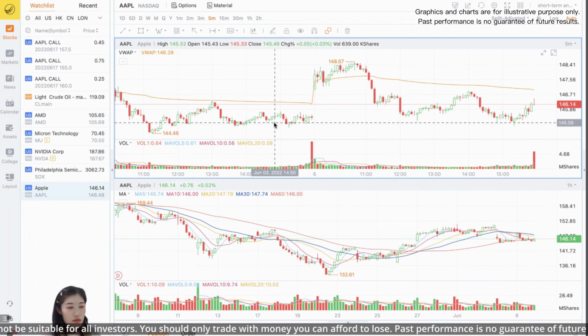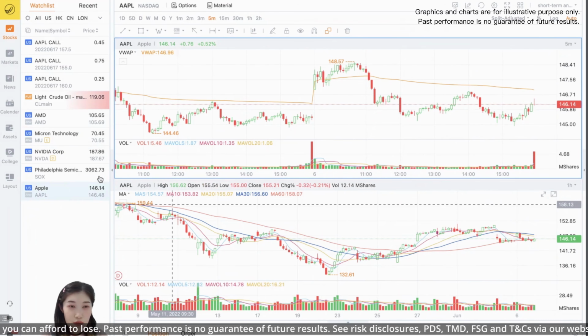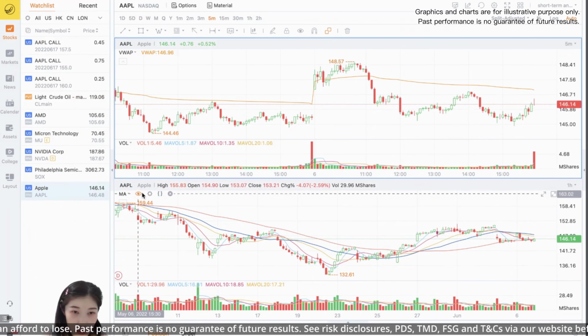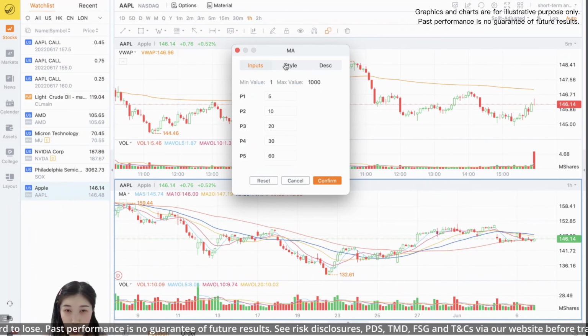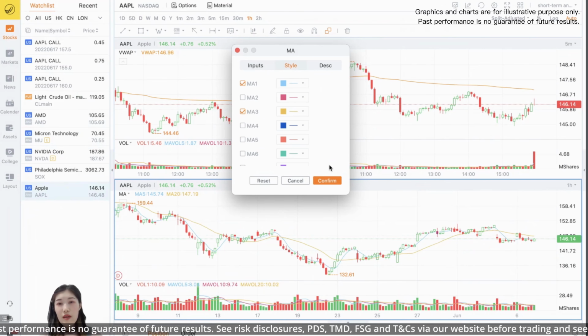For those who don't know, VWAP stands for Volume Weighted Average Price. Unlike MAs, VWAP represents a view of price action throughout a single day's trading session. Now, if the price is above VWAP, it is considered a good intraday price to sell. And if the price is below VWAP, it is considered a good intraday price to buy. As for the 1 hour chart, I will select the MAs I don't want and just keep the MA5 and MA20.